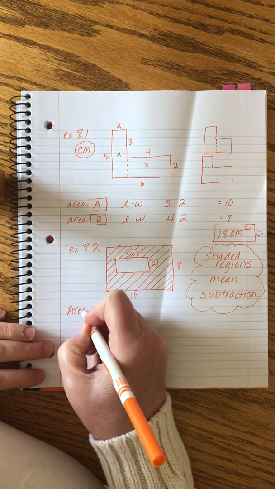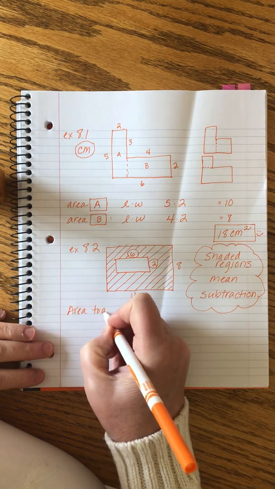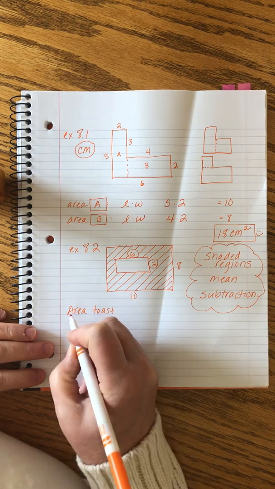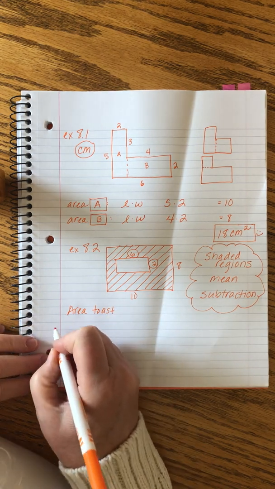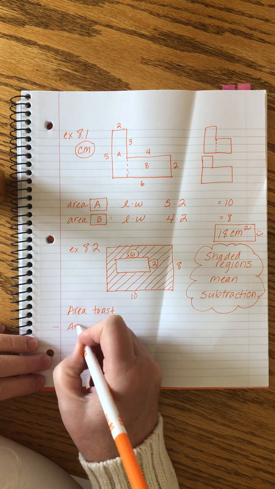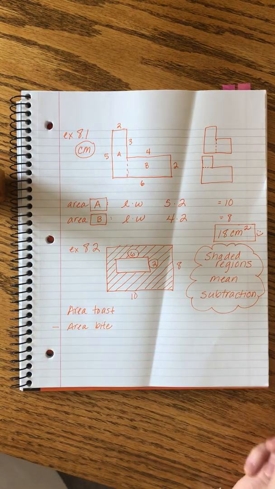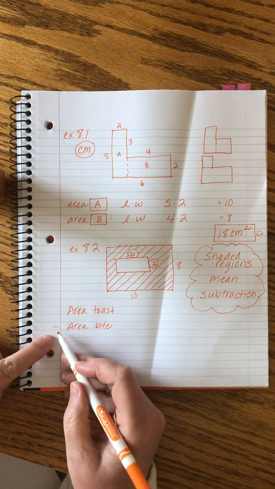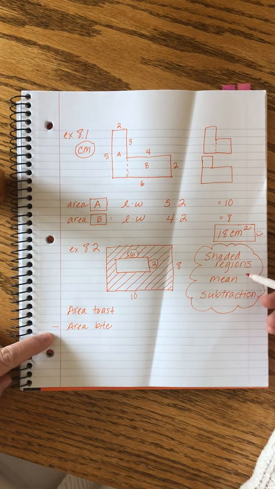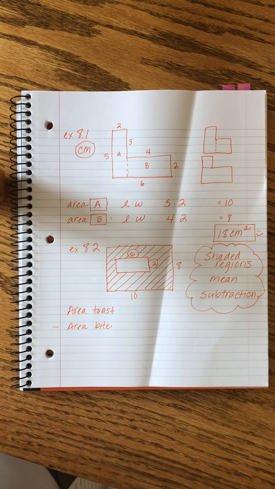Weirdly, I hope you're going, yeah, I sort of get it. So we're going to find the area of the toast, and then we're going to subtract the area of the bite, right? And that is the subtraction that I'm talking about, that these shaded region problems always involve.